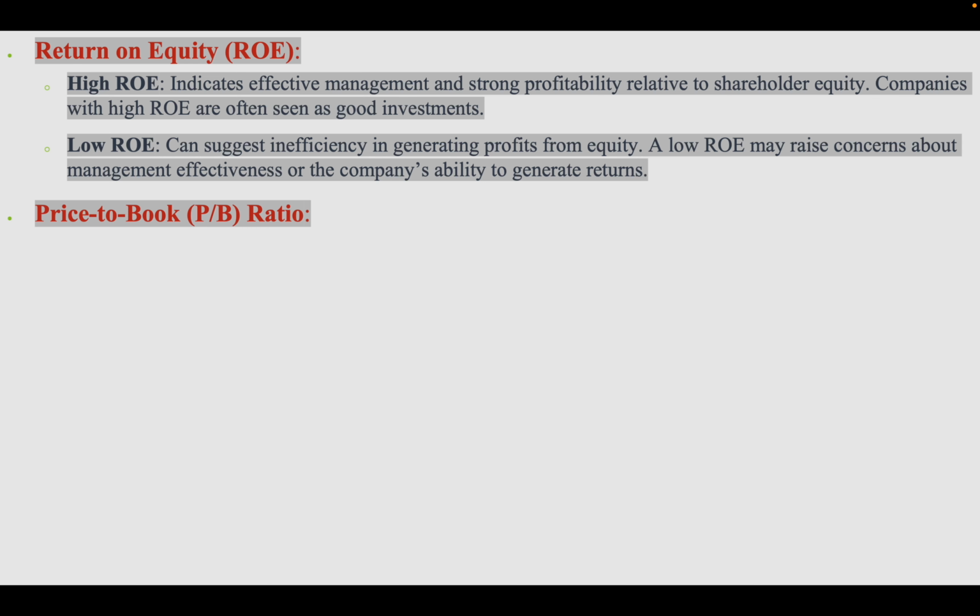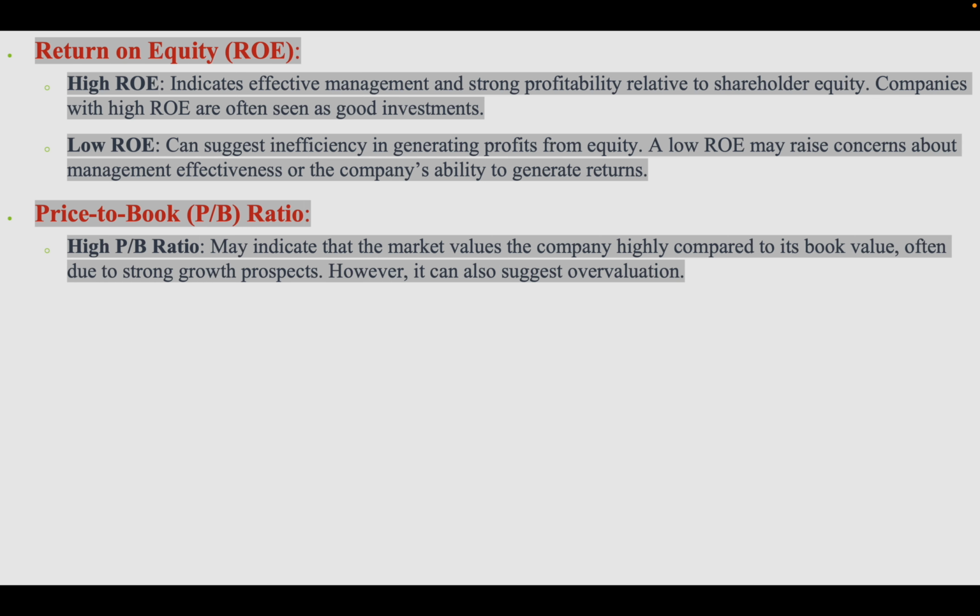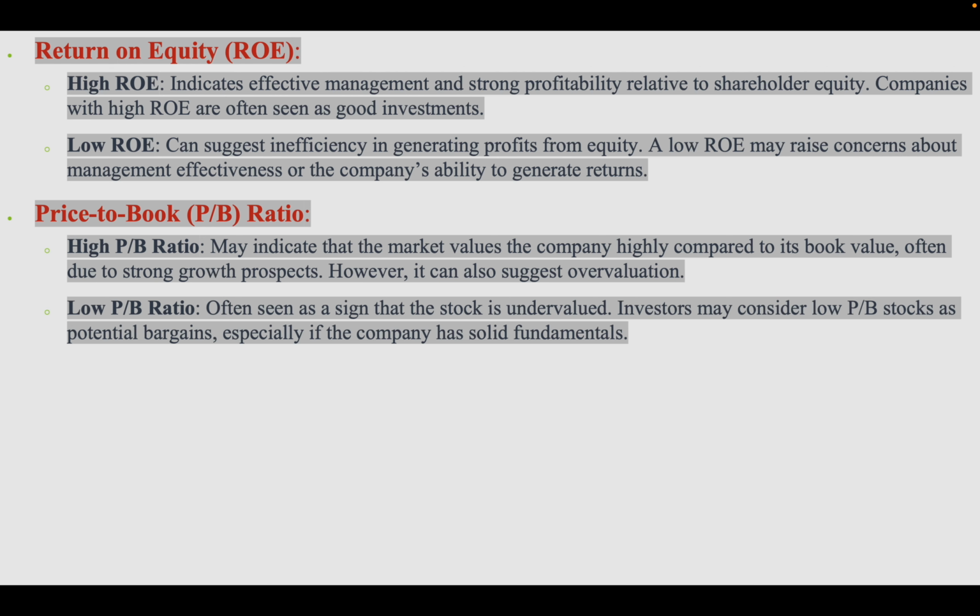Price to book, PB ratio. High PB ratio, it may indicate that the market values the company highly compared to its book value, often due to strong growth prospects. However, it can also suggest overvaluation. Low PB ratio, often seen as a sign that the stock is undervalued. Investors may consider low PB stocks as potential bargains, especially if the company has solid fundamentals.